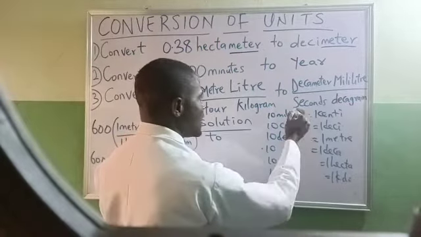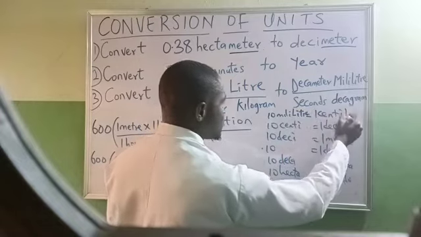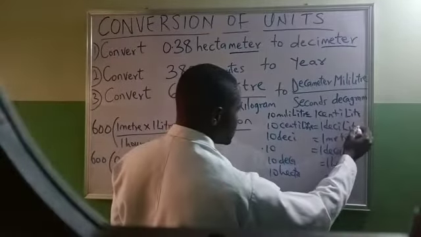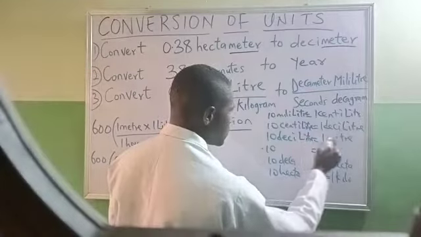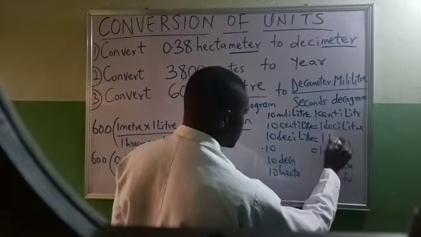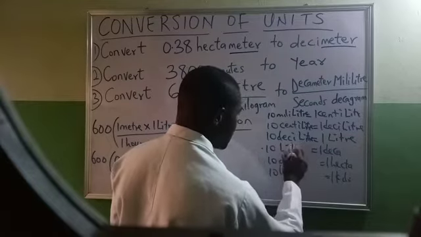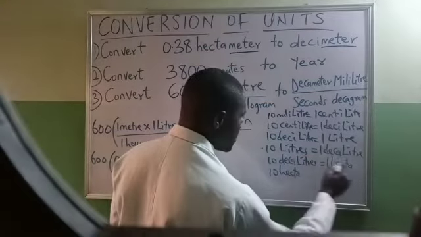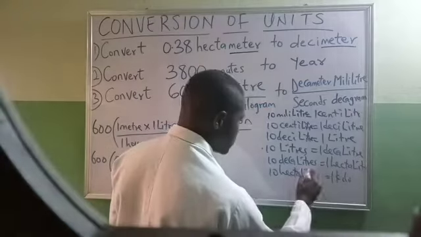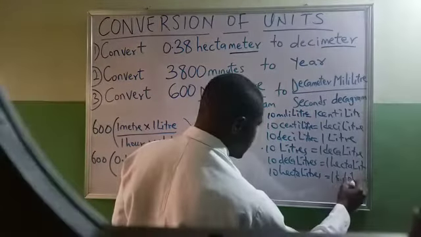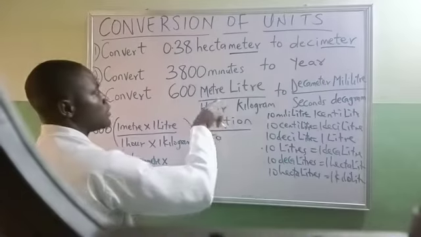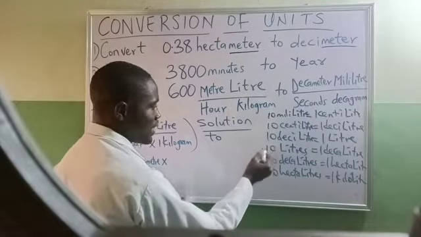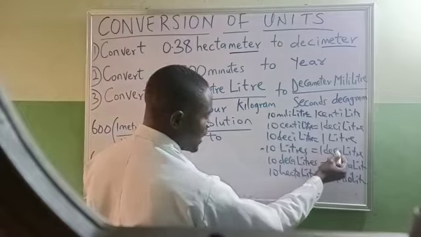So you write milliliter, centimeter, liter. So instead of seeing meter, you will be seeing liters. So we are looking for the relationship between liter and milliliter. Let's look for liter first. Can we see liter here? Yes. Move horizontally and move down.